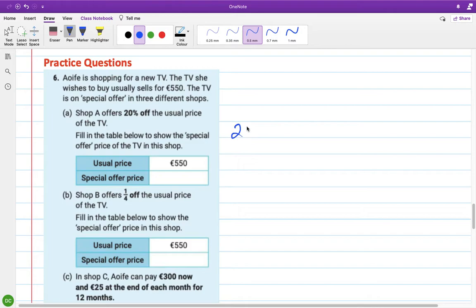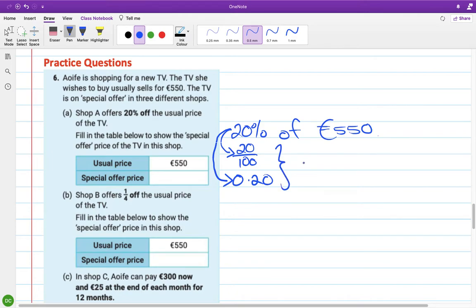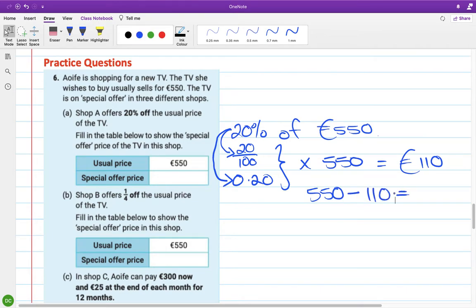Okay, so we're going to get 20% of €550. Now there's a few ways to get 20%. So you can do it using a fraction, or you can do it using a decimal. Okay, so either convert the percentage into a fraction or convert the percentage into a decimal. Regardless of which one of them you do, you're then going to multiply by 550. So that gives us €110. So that means you're getting €110 off the price. So it's going to be 550 minus 110, which is 440. So in that first shop, the special offer price is €440.